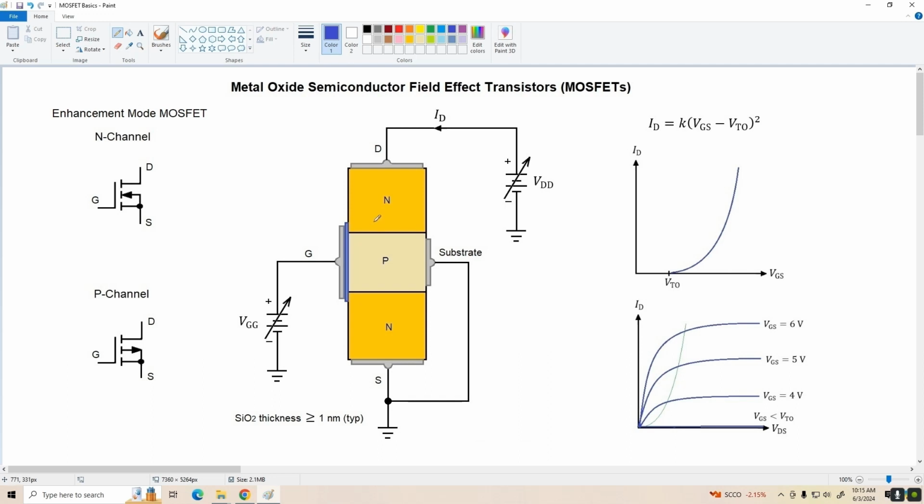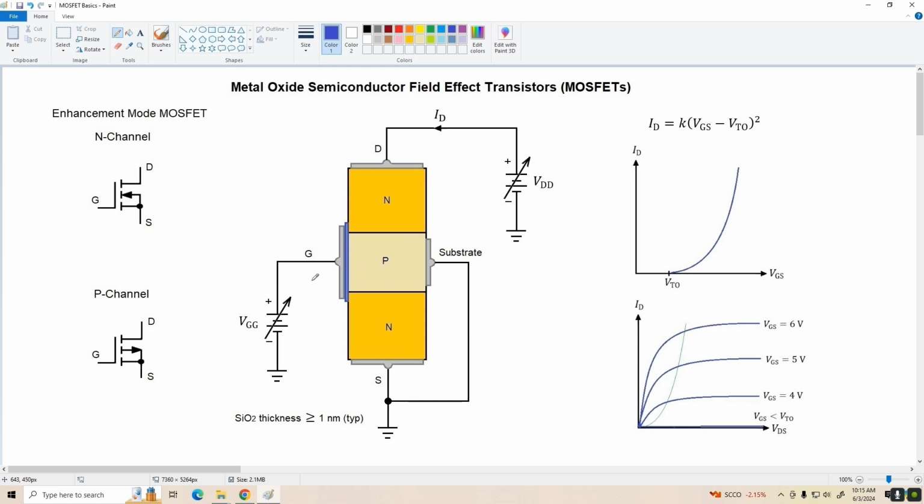The idea behind how it works is that when we apply a positive VGS, because this insulating region is so thin, we're going to create a very strong electric field between the gate and this P region. At a relatively low voltage, this field will create an inversion layer in the P region. That is a region that behaves like N-type silicon, and it creates a conductive channel between the drain and the source. The minimum voltage required to create this channel is called the threshold voltage or turn-on voltage, and we'll talk about that more in a second.